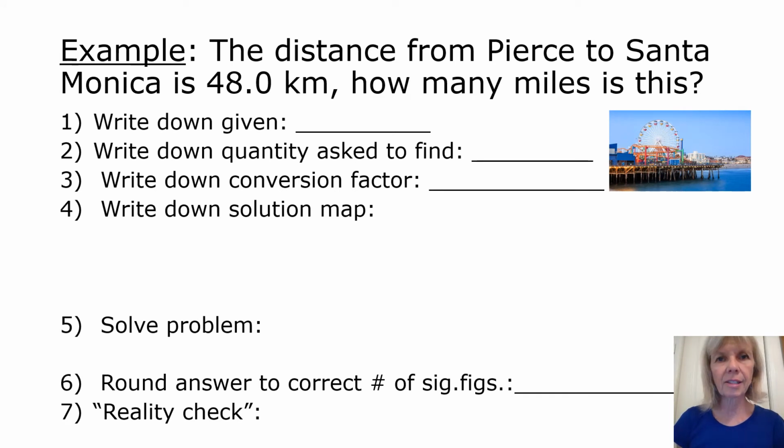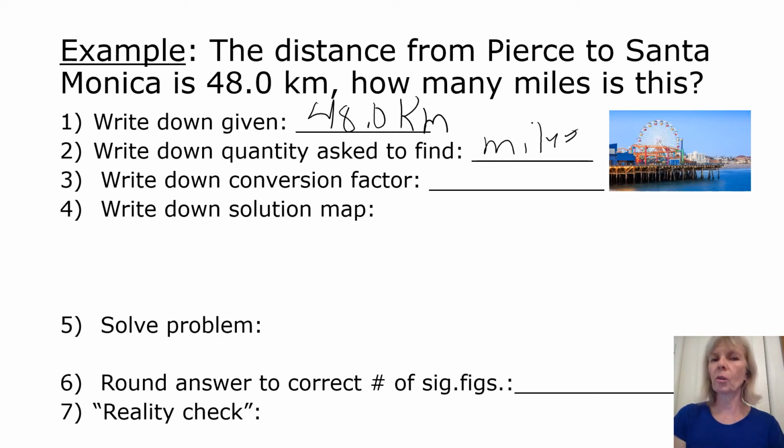Okay, let's do our next example. The distance from Pierce College to Santa Monica is 48 kilometers. How many miles is this? So we're going to follow the same steps we learned previously, which is always write down what you're given. So in this case, we're given 48.0 kilometers. Now, what are we trying to find? Here it is miles. And now we need a conversion factor. So again, you can go look this up on a table somewhere. And we'll want to know the relationship between miles and kilometers. So 1 mile is equal to 1.609 kilometers.